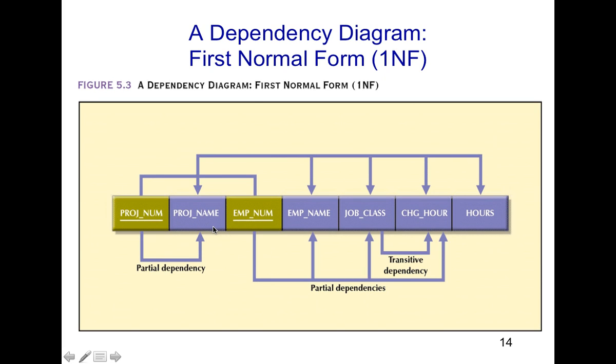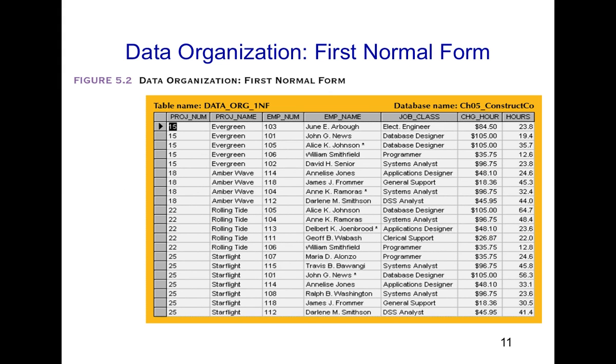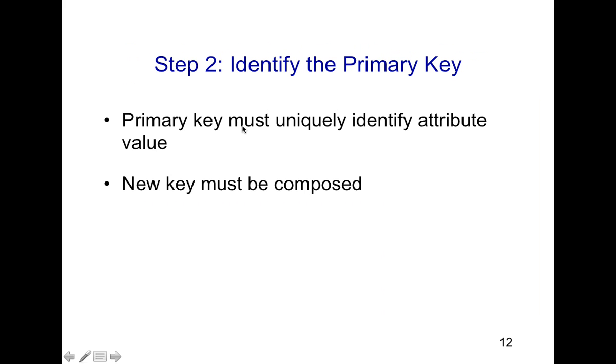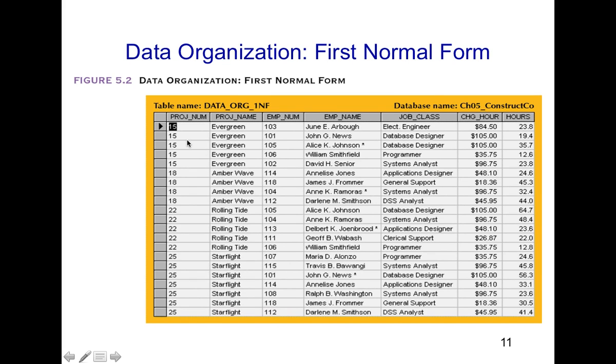So here's a partial dependency. The project number and the project name. So it's a project name, and then we have an employee number who's working on a project number. But the name could possibly change. So going back to this previous example here, we're allowed to put anything we want in this column here. So we could have project number 15, which is Evergreen. Well, we can change the name to Amber Wave or something. We can change the name if we want. They just happen to all be the same name. But it is dependent.